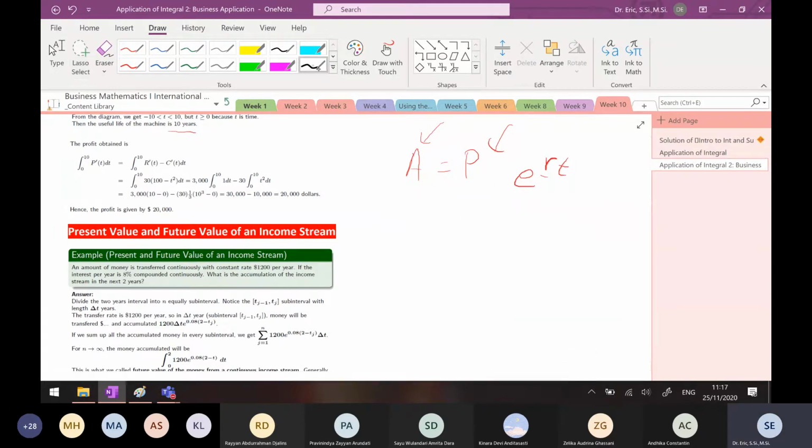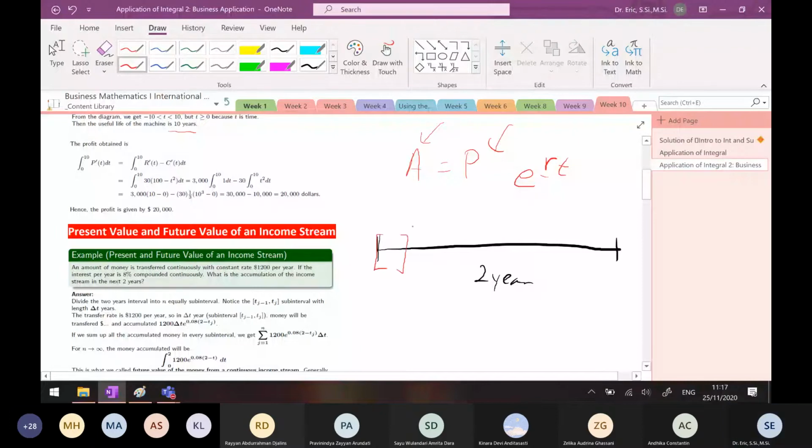Okay, so this one is 2 years. Now I divide the 2 years into n equal subintervals. Okay, I use n equal subintervals, this one. Equal subintervals.